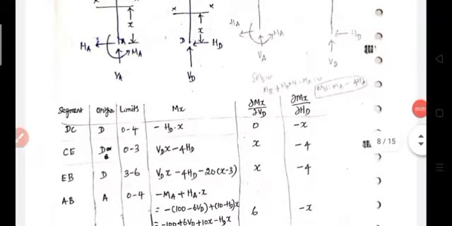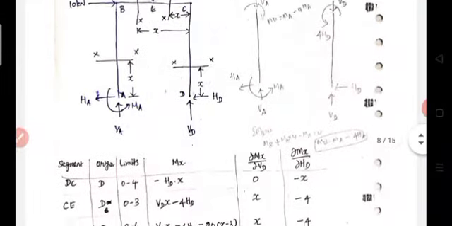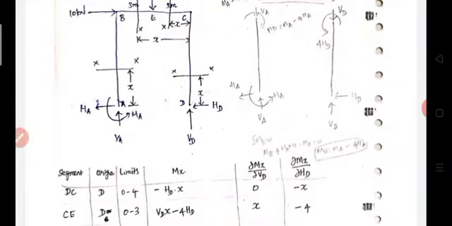Then write the moment equation for the last segment AB. For this segment, I consider A as the origin and the limit will be 0 to 4. The distance between A and B is 4 meters. Our reference is x and the origin is A, so x is equal to 0 at A and x is equal to 4 at B. Now I consider section XX at x distance from the point A.